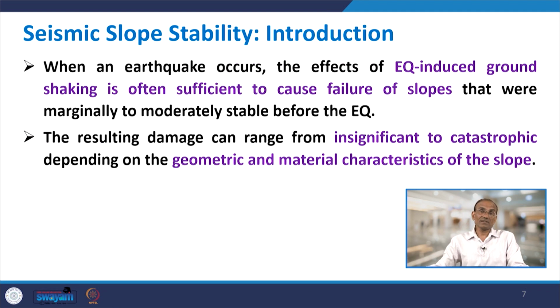As part of the introduction, when an earthquake occurs, the effect of earthquake-induced ground shaking is often sufficient to cause failure of slopes that were marginally to moderately stable before the earthquake. So, if the slope was marginally stable before the earthquake, it was not very stable, or only moderately stable, then the earthquake may act like a triggering action, where due to shaking the stability of the slope may be disturbed, and once it is disturbed, there may be slope failure.